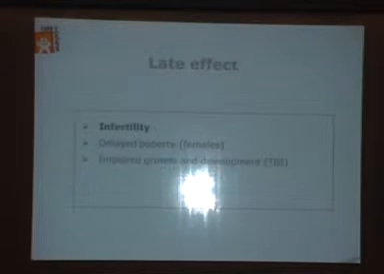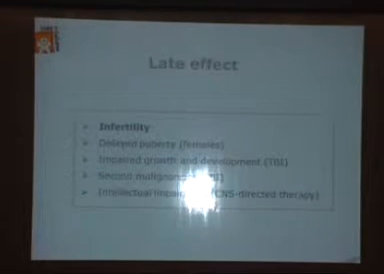Late effects: actually the most important late effect now of transplantation for thalassemia is really infertility. So delayed puberty; we know in females, if you have ovarian failure, if you have infertility, you also normally have endocrine failure. And impaired growth and development, second malignancies. Intellectual impairment has not been an issue with transplantation for thalassemia because we don't use any central nervous system directed therapy or total body radiation.